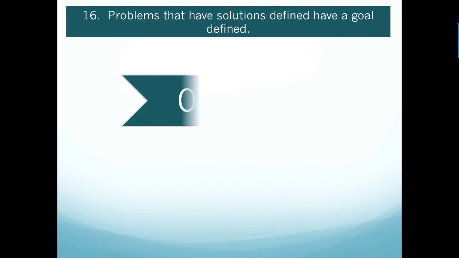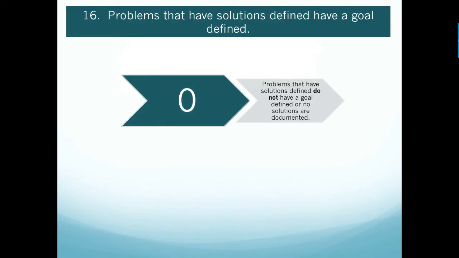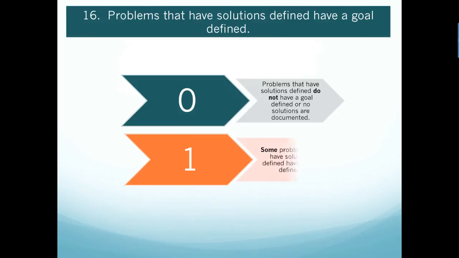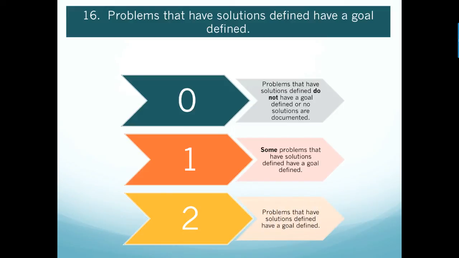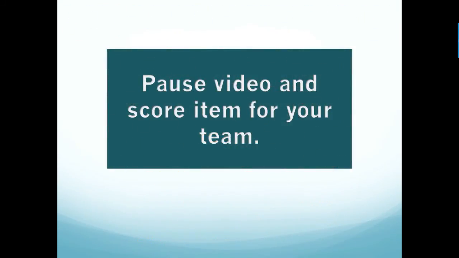A score of 0 is going to reflect that problems that have solutions do not have a goal defined, or that no solutions are documented. A score of 1 is going to say that some problems have solutions defined that have a goal. And a score of 2 is going to say that problems that have the solutions defined also have a goal identified. Take a moment now and pause the video so you can score this item.